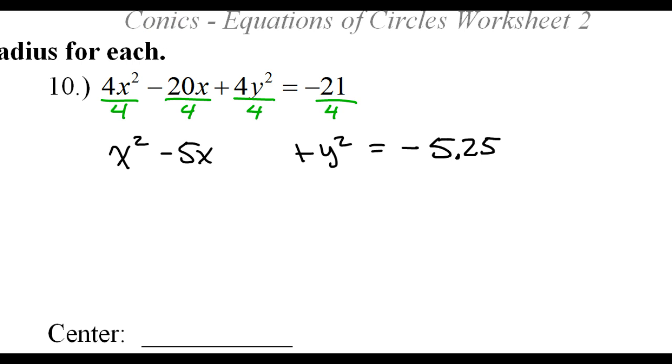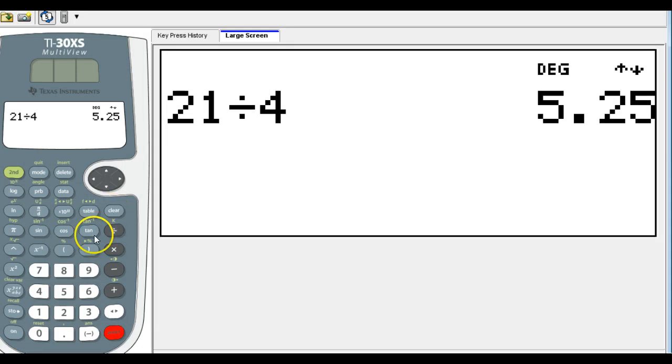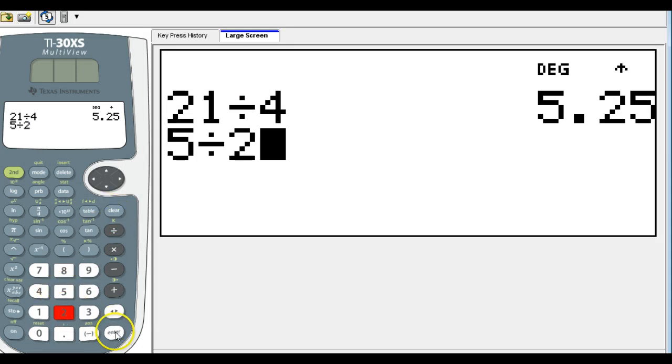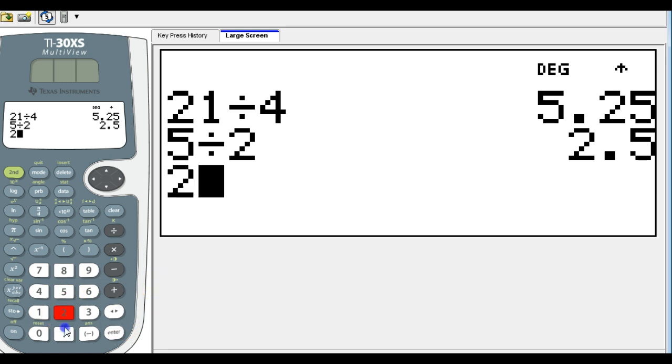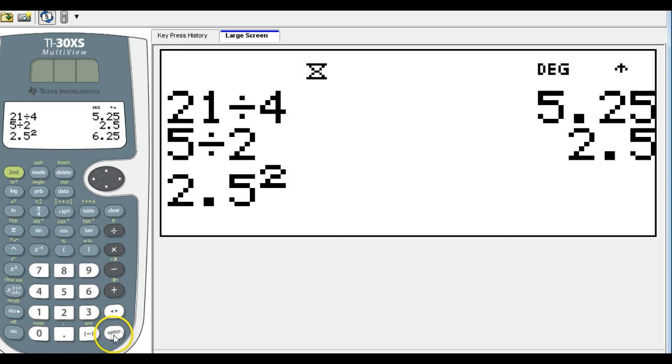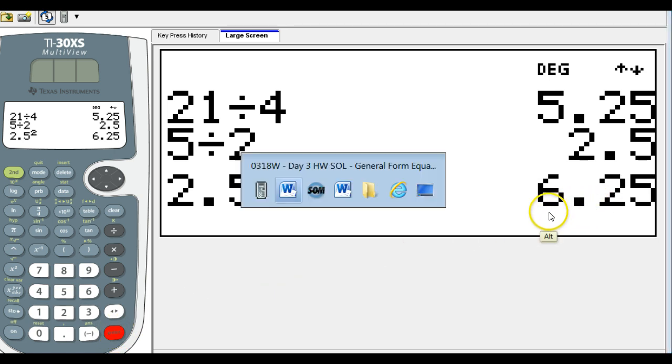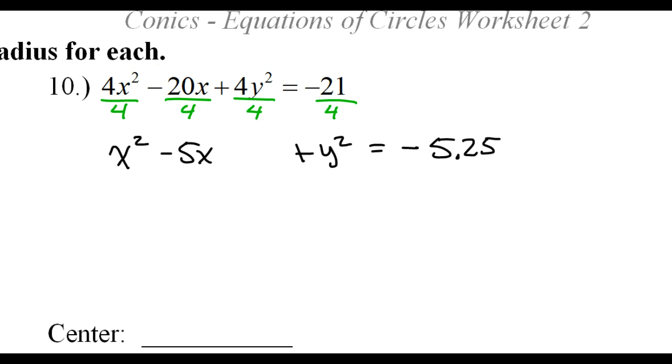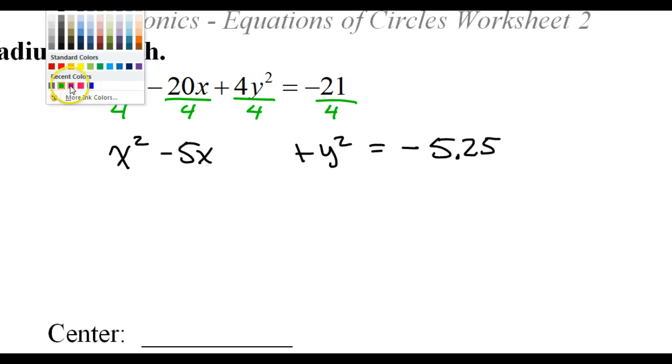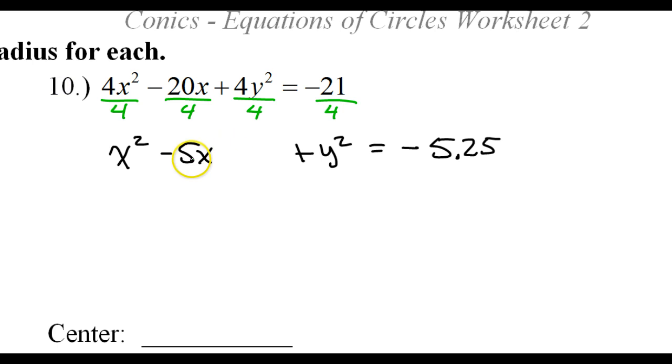Okay, now it's time to complete the square. Now I'd have to do half of this and square it. So half of 5 is 2.5, right? 5 divided by 2, that's 2.5. Now if I take 2.5 and I square it, I get 6.25. Half the middle squared. So I'm adding 6.25 to both sides.